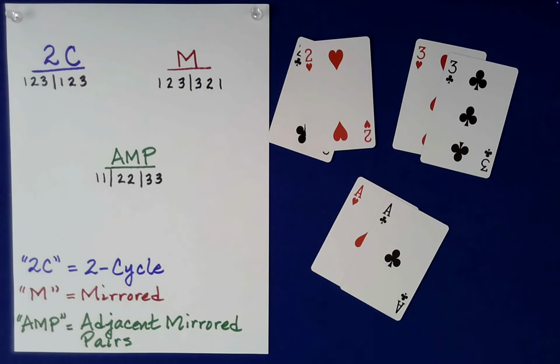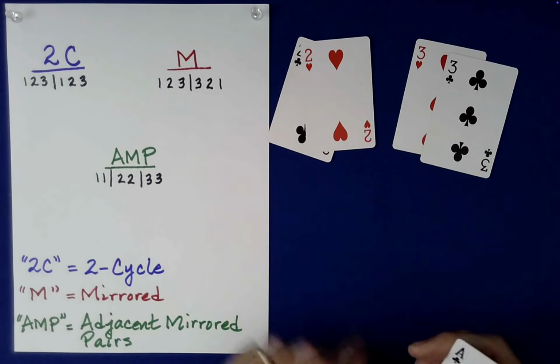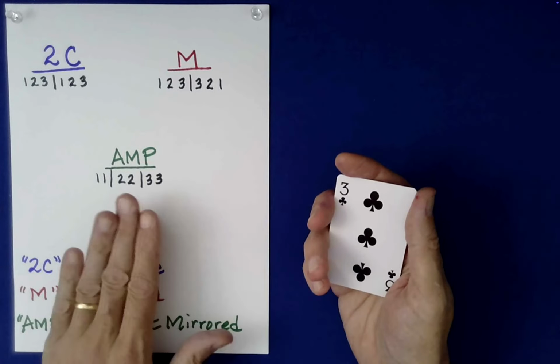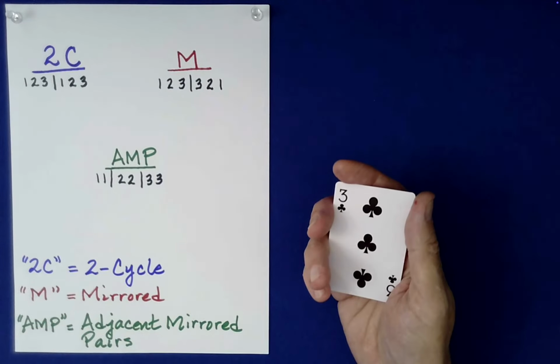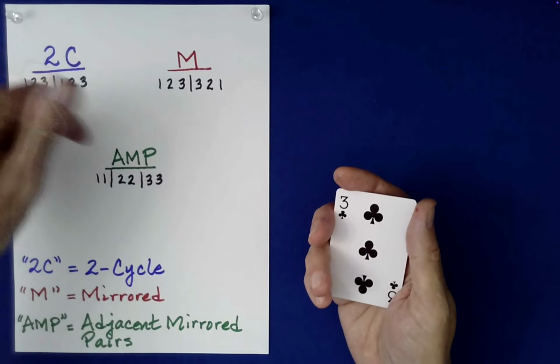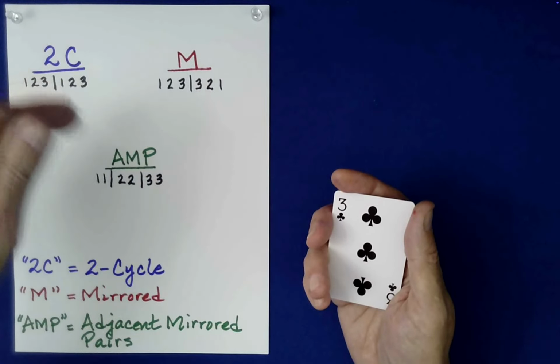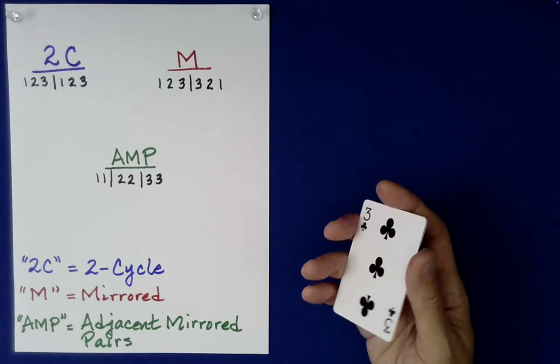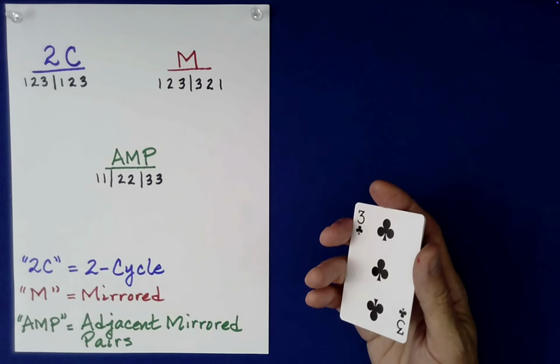Okay, now perhaps more interesting is the idea of converting one of these to one of the others and back. Be able to change it to a 2-cycle, then mirrored, then back to a 2-cycle, then an AMP, and then a mirrored, and so forth. And be able to do that easily using common shuffles.